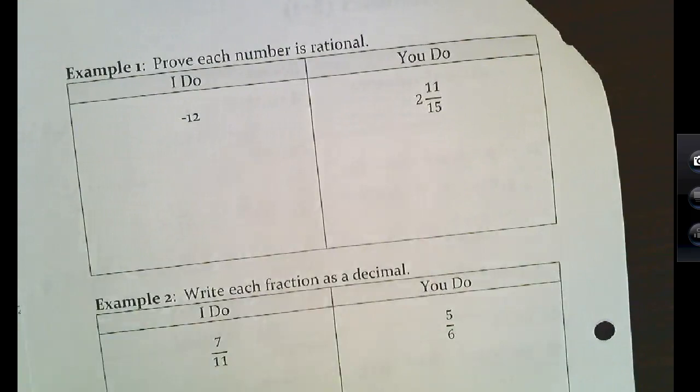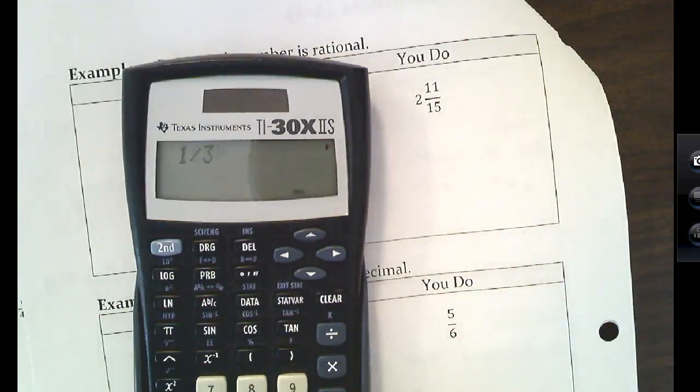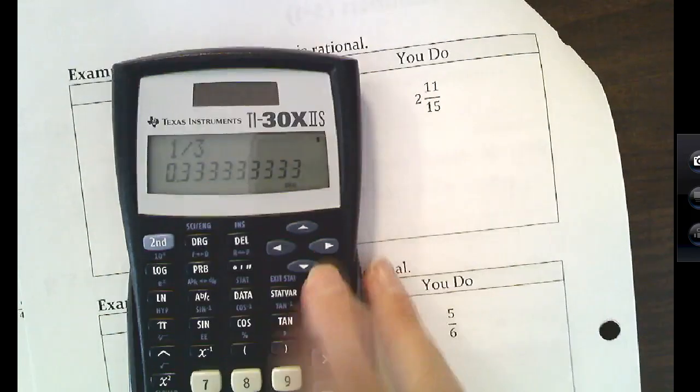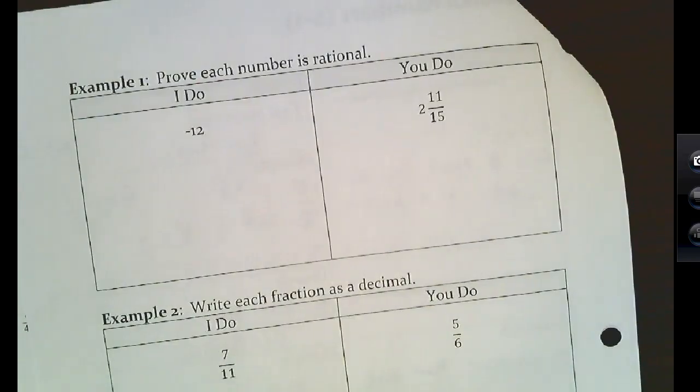Yes, it can. If it's 1/3, 1/3 is a fraction, and it's also a repeating decimal. Good. All right, let's jump to example 1.